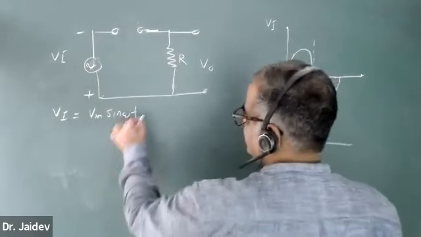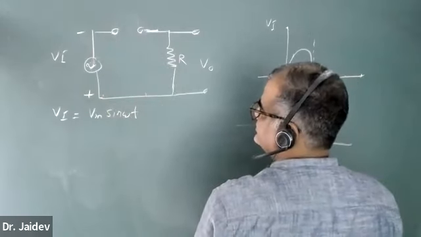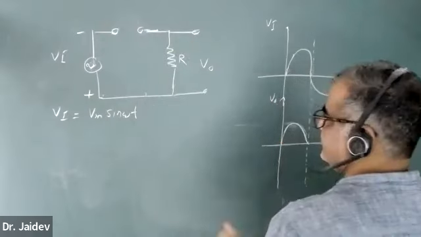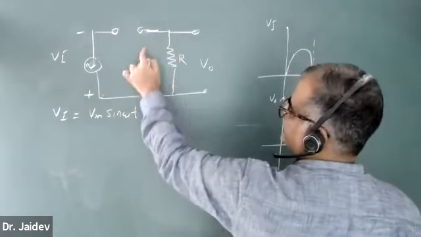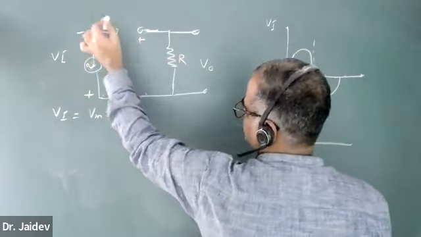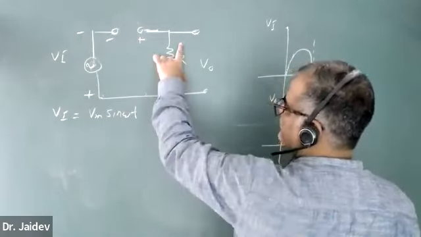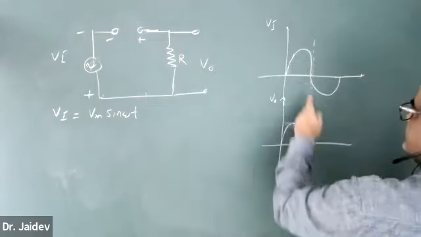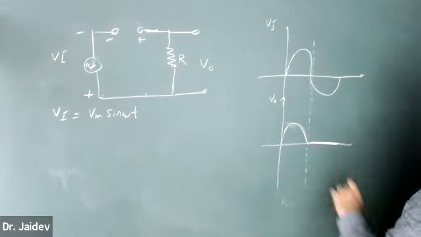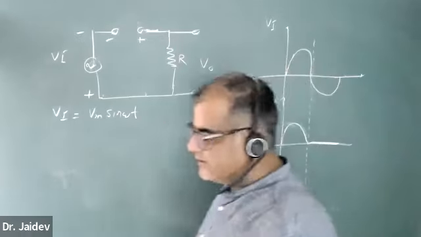Now if it is open, current cannot go here. So what will happen here? V output will be what? Zero, because no current can flow here. So all the negative voltage you're applying will drop across this diode, and here you get zero voltage because there's no current. So the output will look like a half wave rectifier. The negative cycle will not conduct, and the positive cycle will conduct. This point is clear?